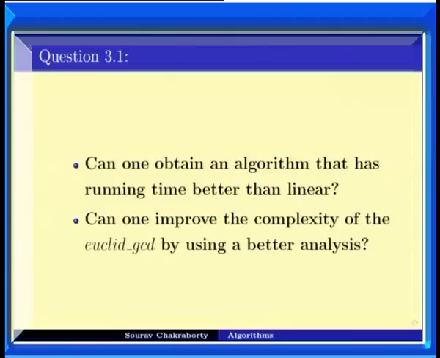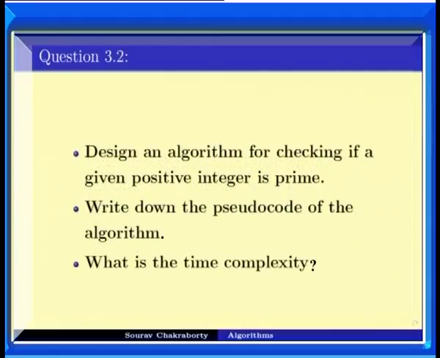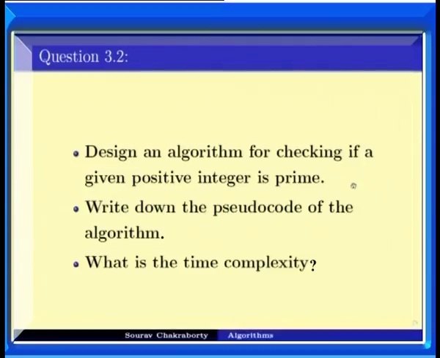Now, here one can ask some questions. Can one obtain a better algorithm than runtime linear? Is it that this runtime is linear because of the complexity of the analysis, or can a better analysis get a better than linear upper bound on the runtime? So, here I have a couple of questions that I would want to give you, because this kind of ends a module of 3 lectures that contains algorithms about numbers. If I give you a number n and I ask you, is that number prime? Design an algorithm for checking whether that number is prime or not. Write down the pseudocode of it and analyze the runtime of it.